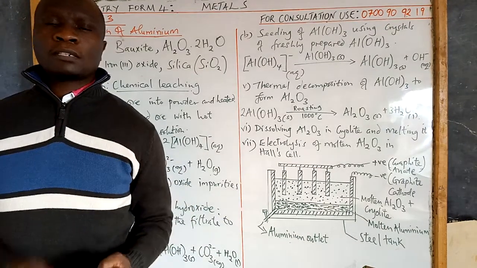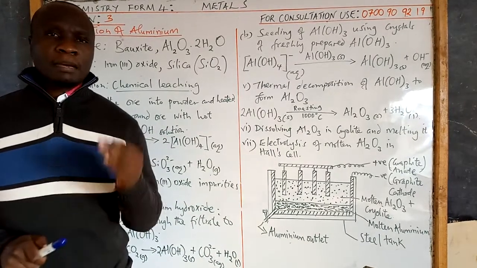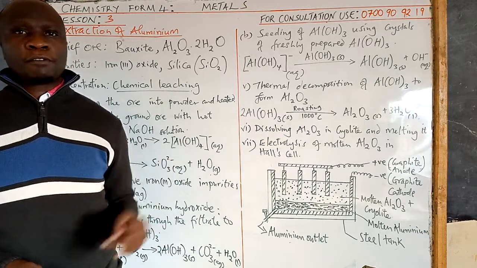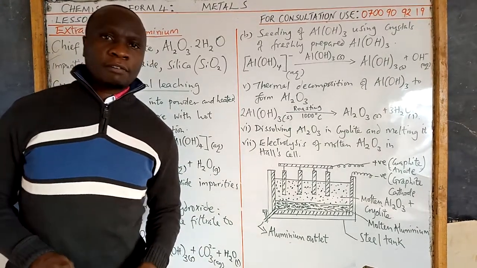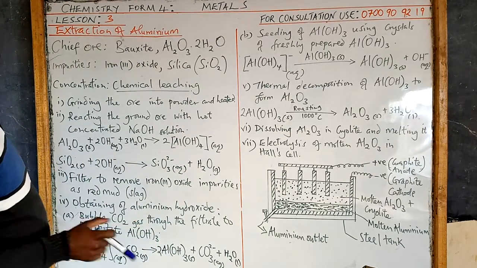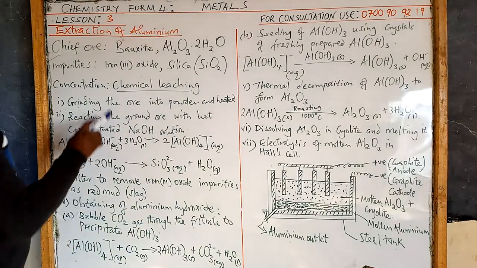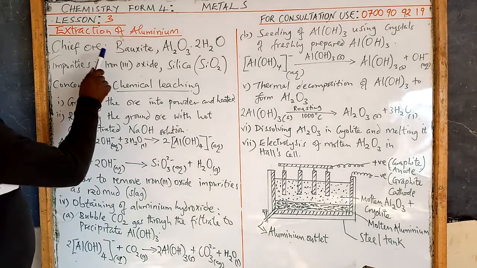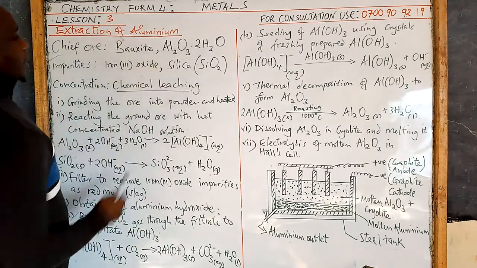But not to forget, we said in the introduction, lesson 1, aluminium has 3 ores. We have bauxite, which is the chief ore. We have mica, and we have corundum. So mica is a mixture of aluminium oxide, potassium, sulfur. But corundum is basically aluminium oxide. But the chief ore is bauxite, which is hydrated aluminium oxide.